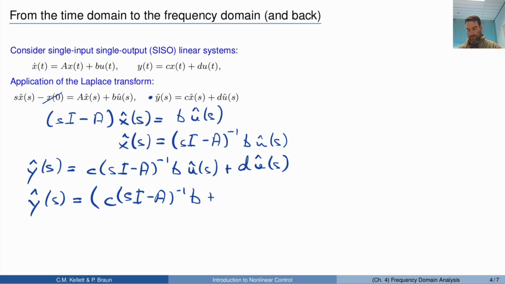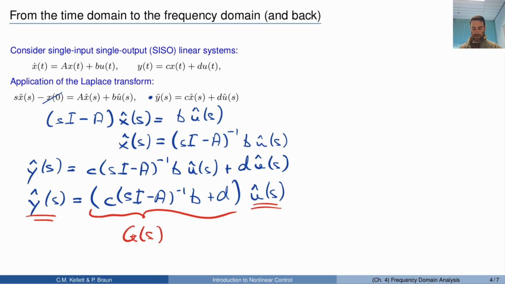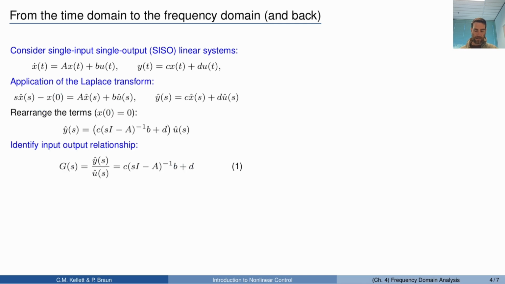B plus D, and then u hat of s, which means we recover here our input signal and our output signal, which means we have found our function G(s) as our transfer function, depending on the parameter s, and the rest is constant. All right, so having that briefly summarized, simply by rearranging the terms, we end up with this expression as derived by hand, which means we can define our transfer function in this particular way.